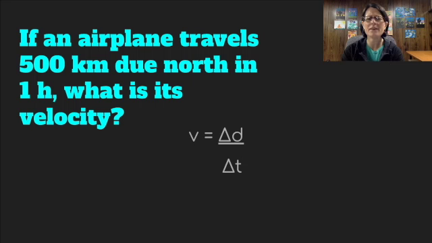Now let's do a velocity problem. This is going to look just like the speed problems, but there's going to be one change in your answer. If an airplane travels 500 kilometers due north in 1 hour, what is its velocity? We start with the same equation as speed. V equals delta D over delta T.